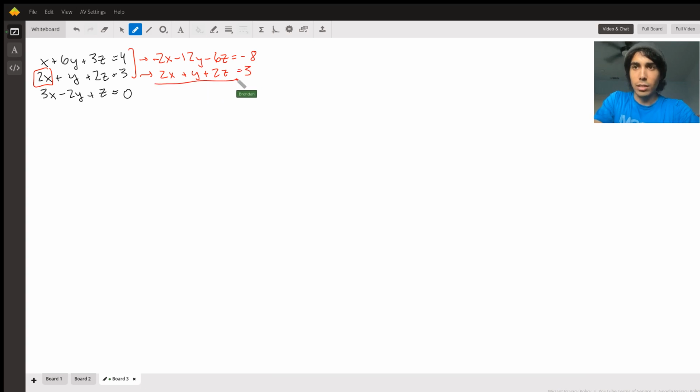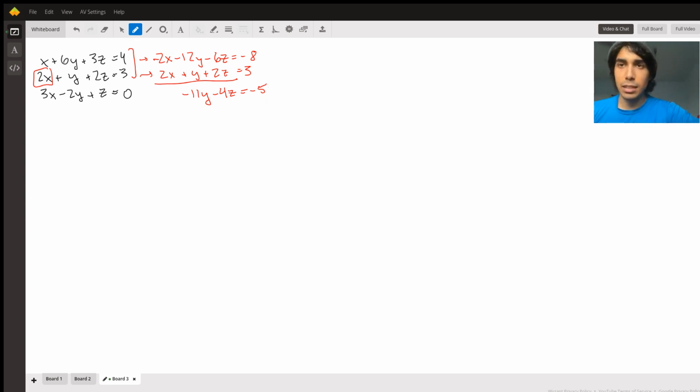And let's add those together. Our x's cancel. Awesome, just what we wanted. The y's, that's going to be negative 12 plus 1 is negative 11y. Negative 6z plus 2z is negative 4z. Negative 8 plus 3 is negative 5. All right, there's an equation involving y and z.